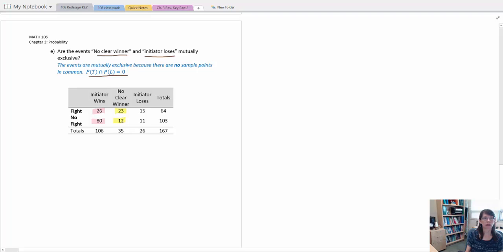So our answer is yes. None of the data intersects. There are no sample points in common, so we do have a mutually exclusive event.